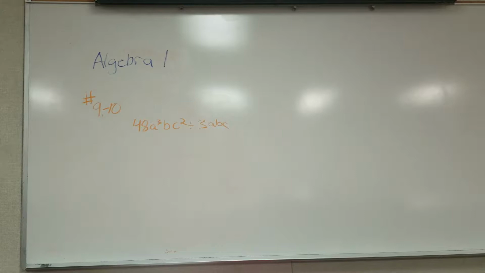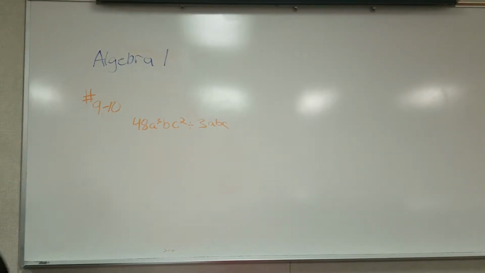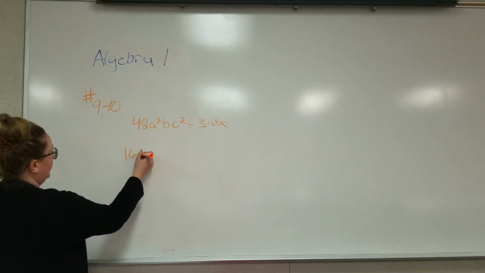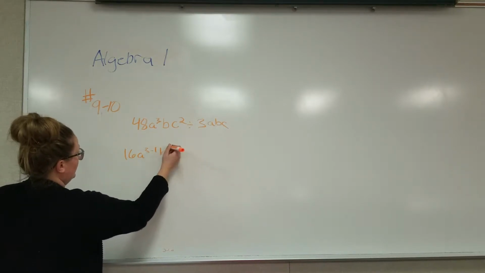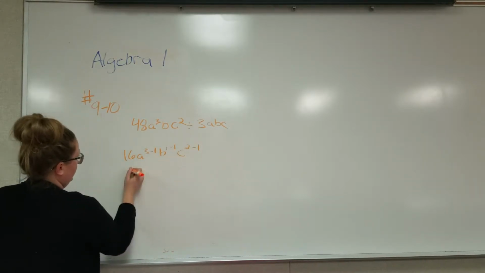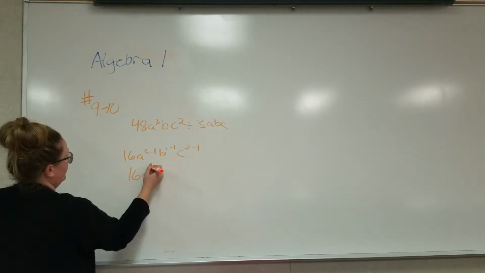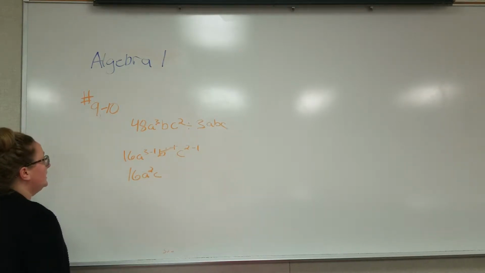Number 9, we're going to start with dividing. They say find the quotient. So it's the same thing as multiplication, except rather than your exponents adding, they subtract. All right, so multiply your numbers first. 48 divided by 3 is actually 16. And then you have a to the power of 3 minus 1, b to the power of 1 minus 1, and c to the power of 2 minus 1. So that's going to leave you with 16a to the power of 2. These cancel, so the b's gone, and then 1c, because 2 minus 1 is 1.